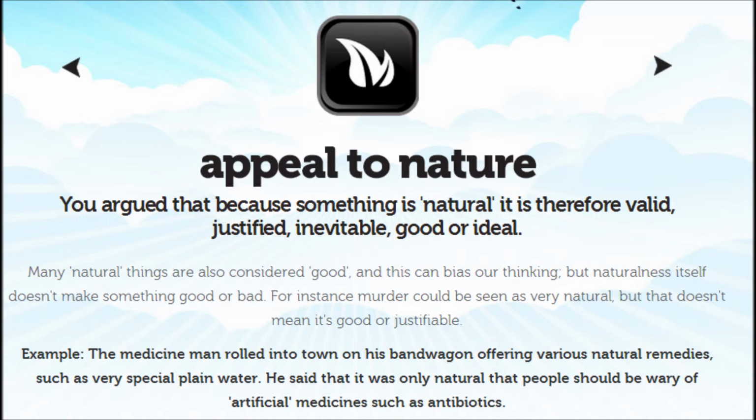Example: the medicine man rolled into town on his bandwagon offering various natural remedies, such as very special plain water. He said that it was only natural that people should be wary of artificial medicines such as antibiotics.